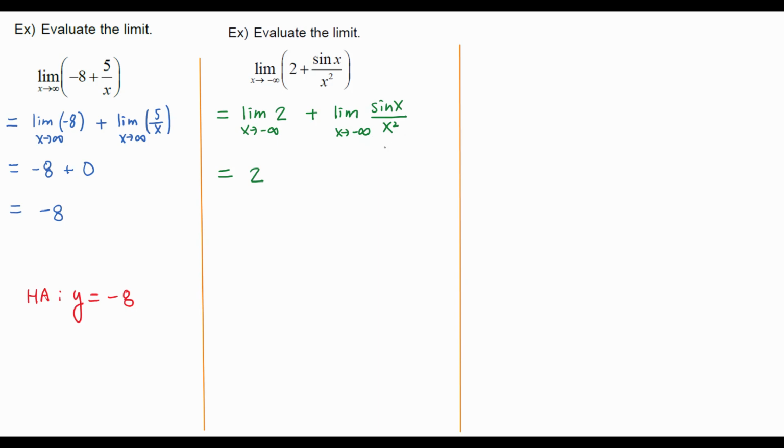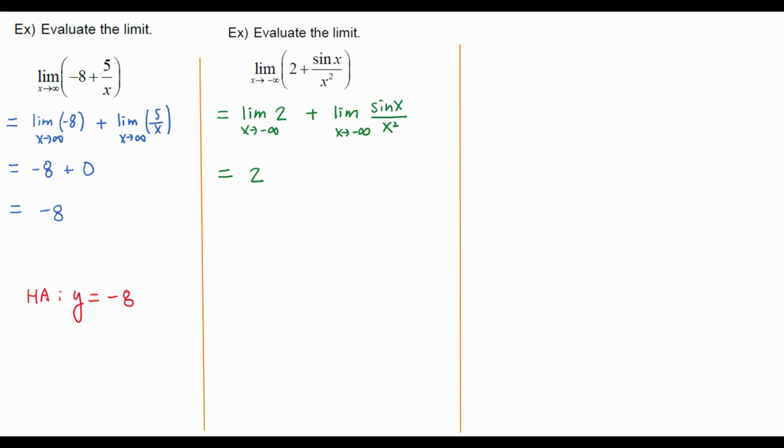I know the denominator is going to get huge, but sine of negative infinity, I don't know what that value is, right? So we're not so sure what this limit value would be. So in this case, we need to use a special technique we learned in the past.